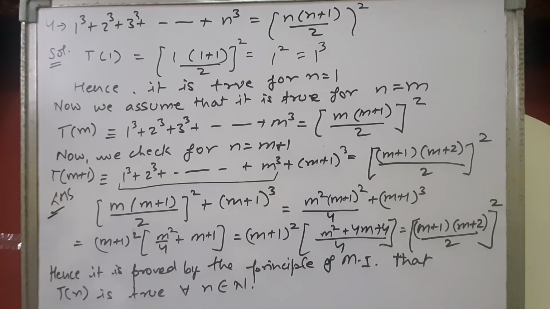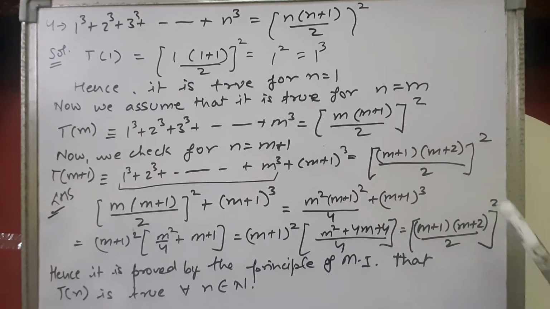When we take the LCM, we'll get (m plus 1) whole square into (m square plus 4m plus 1 plus 4) whole upon 4. Now you can see that this is the square of m plus 2. (m plus 2) square is m square plus 4m plus 4. So in place of these three terms, we can write (m plus 2) whole square. And in the whole, we can write as (m plus 1) into (m plus 2) whole upon 2, whole square.